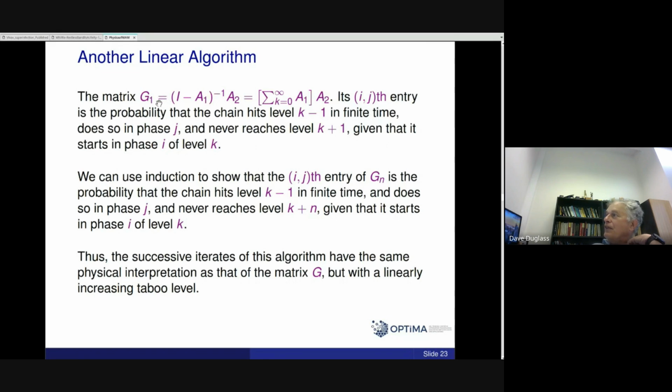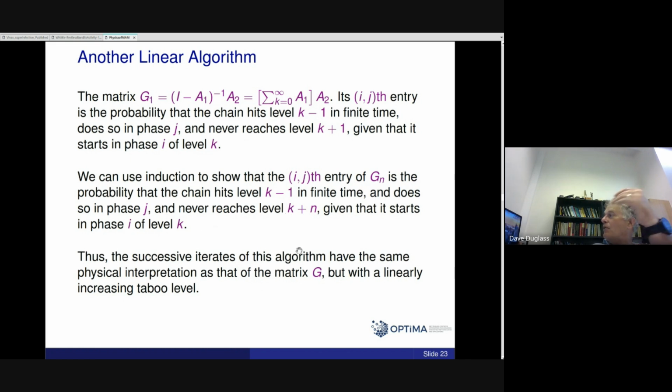So what we've actually got for the first iterate of this algorithm is just a taboo probability. Every entry of G is the probability the chain hits level K minus 1 in finite time and does so in phase J, given that it starts at phase I of level K, but it's got this extra ingredient that level K plus 1 is taboo. This sample path never goes to level K plus 1. And in fact, we can use induction to show that the ijth entry of Gn is the probability, again, that it hits level K minus 1 in finite time and does so in phase J, given that it starts in phase I of level K, but it never reaches level K plus N.